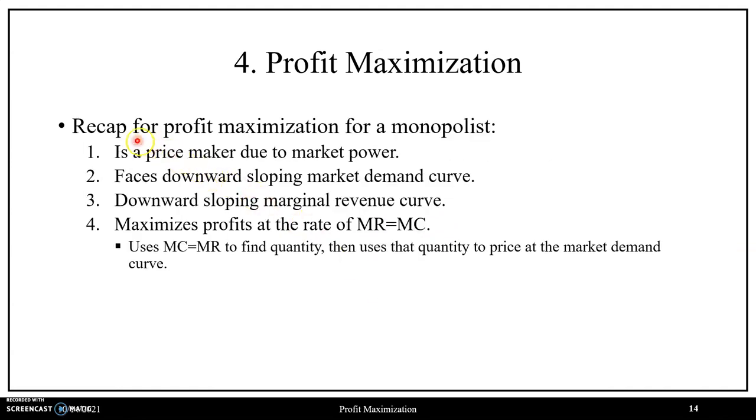Then lastly, to recap the profit maximization process for a monopolist, we have that the monopolist is a price maker due to market power. They face a downward sloping market demand curve in terms of their pricing decision due to their price making behavior and being the sole firm in the space. And as a result, they have a downward sloping marginal revenue curve that's below the market demand curve. They maximize profits when marginal revenue is equal to marginal cost, in which they use this condition to find the quantity level, from which they use that quantity level on the market demand curve in order to find their price point.